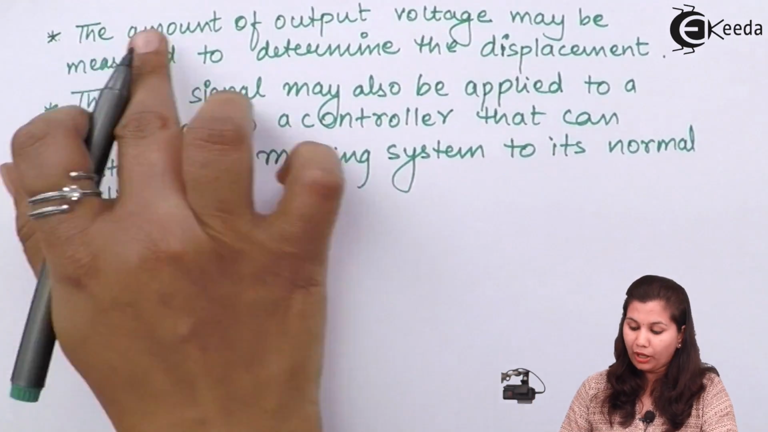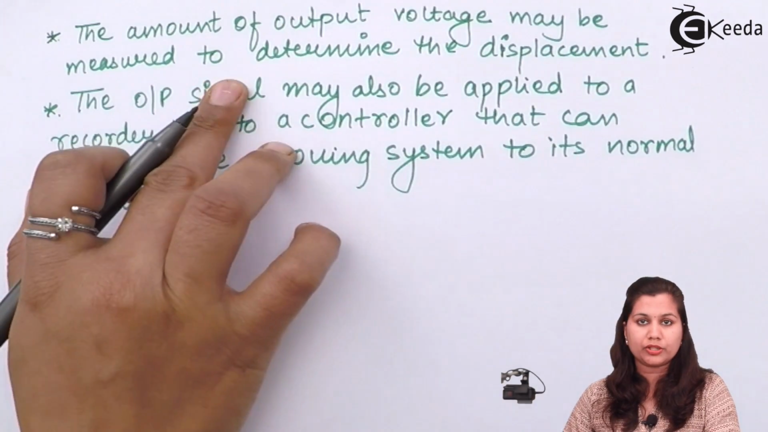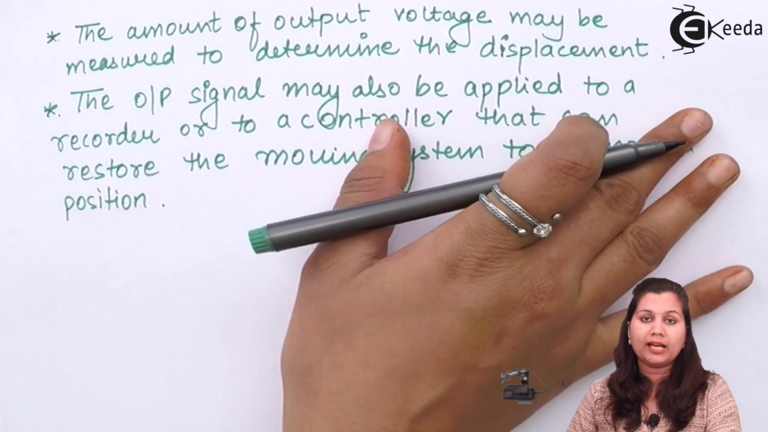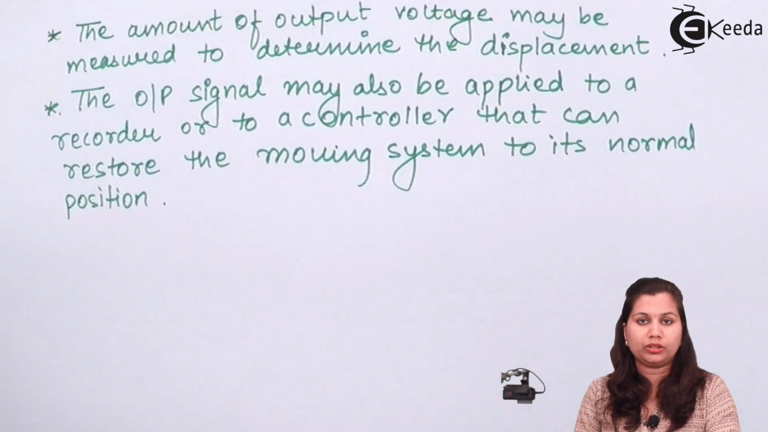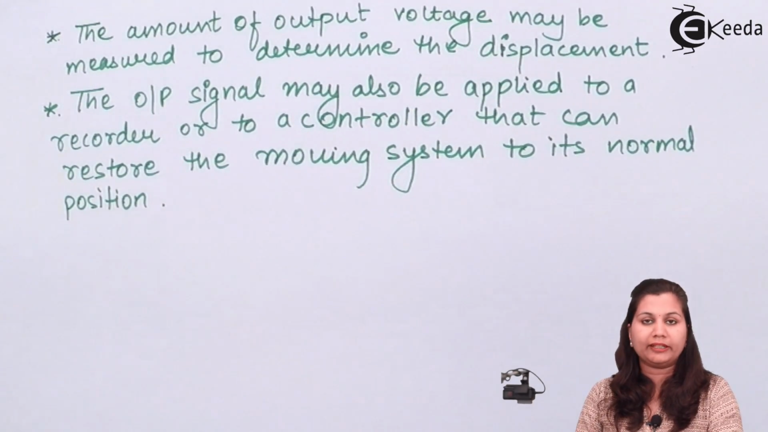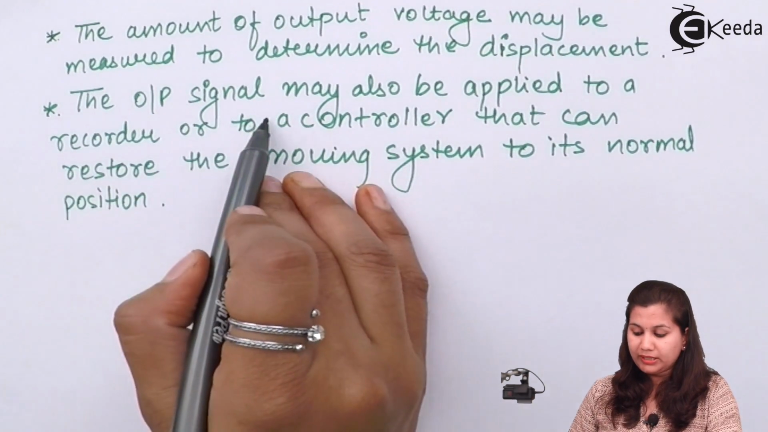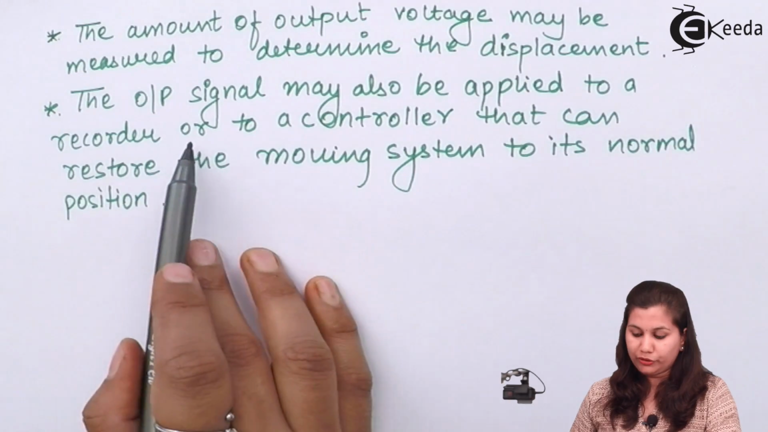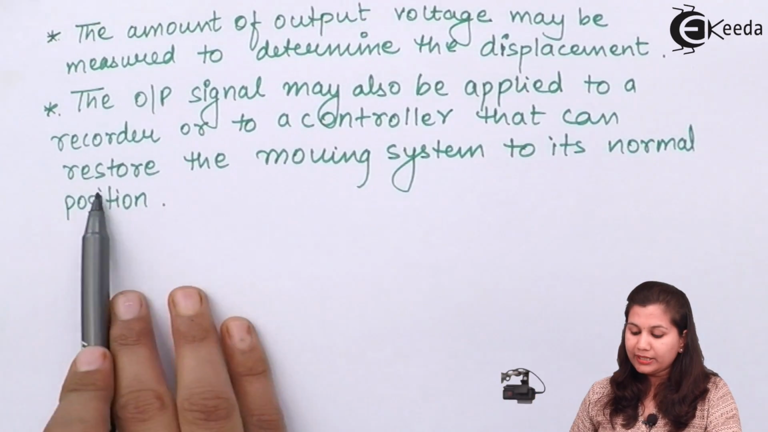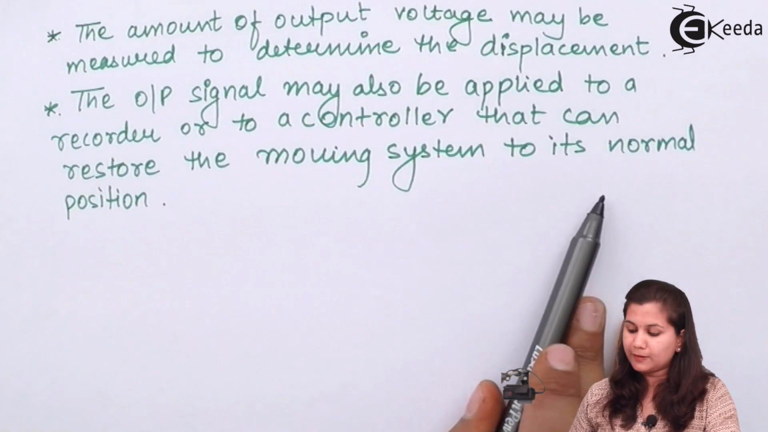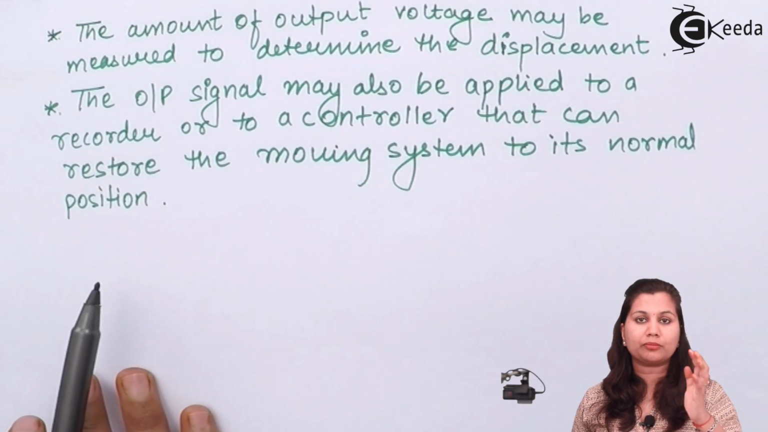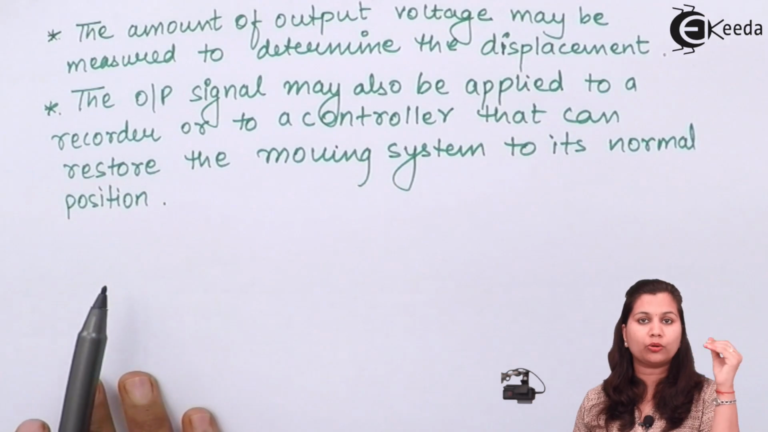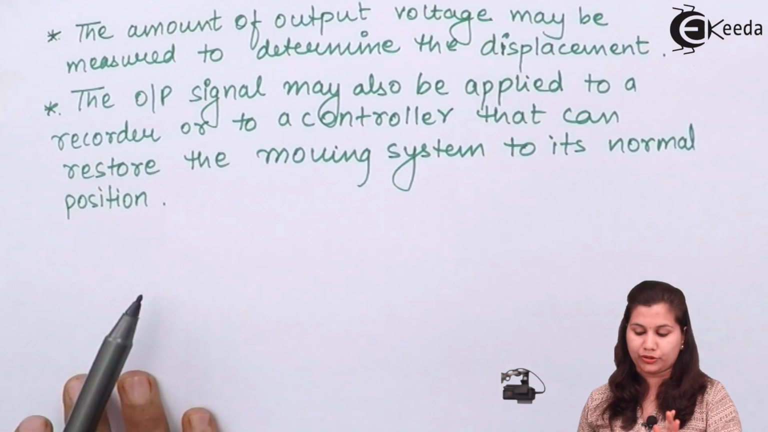So the amount of output voltage may be measured to determine the displacement, and this output voltage will be proportional to the displacement. They will be linearly related with each other. Also, this output signal may be applied to a recorder or to a controller, so that it can restore the moving system to its normal position. So that again, after the measurement, the soft iron core comes to its null position.